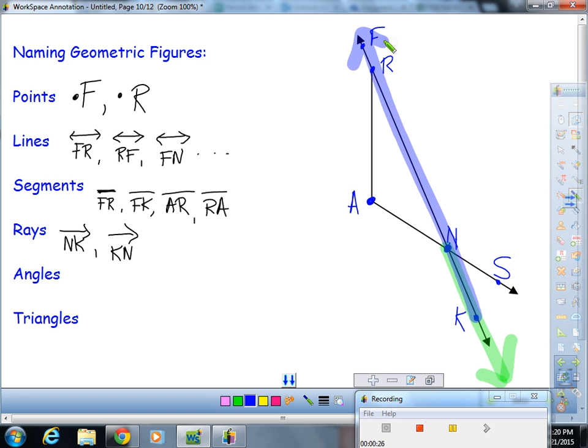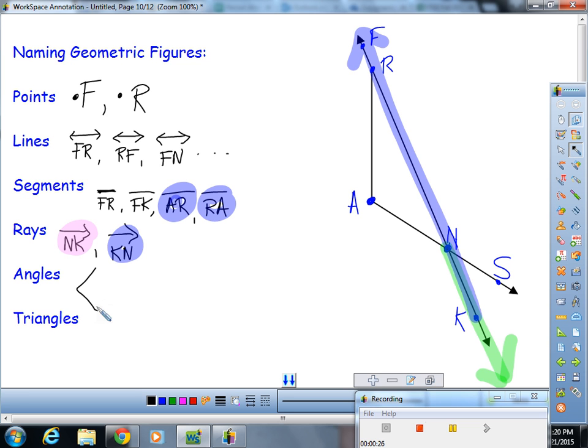So notice, segment AR and segment RA will always be the same thing, but ray KN is not the same as ray NK. Lots of angles here. We just name angle with this symbol. So angle RAS starts at R, goes to A, and angles towards S. So this right here is the angle that's represented by angle RAS.